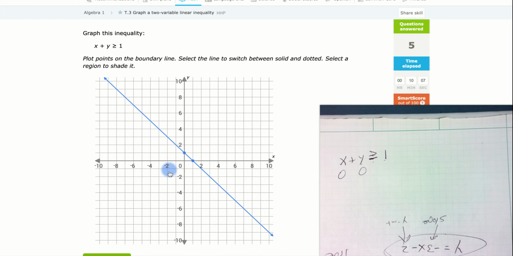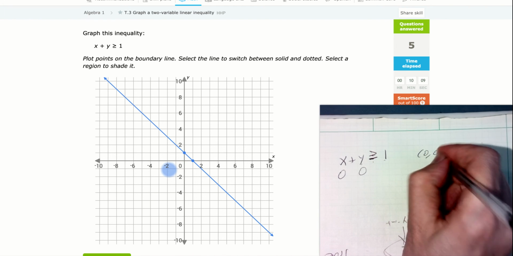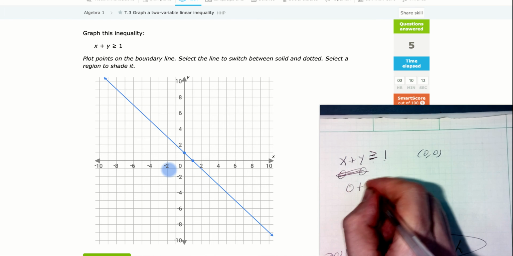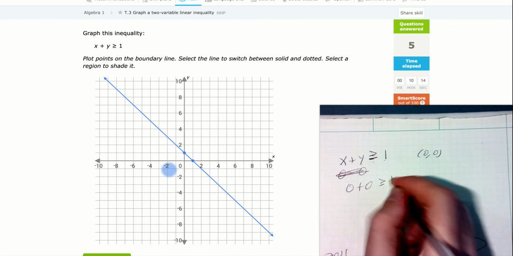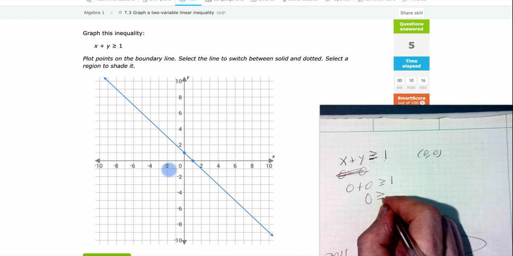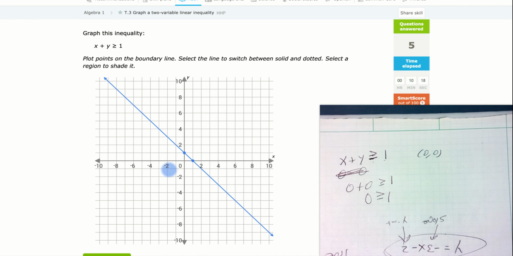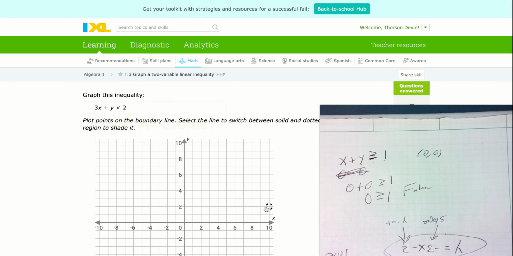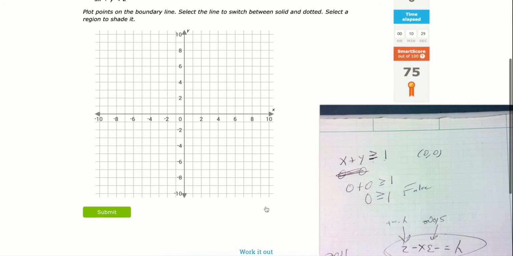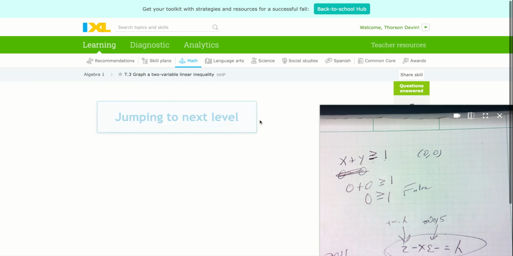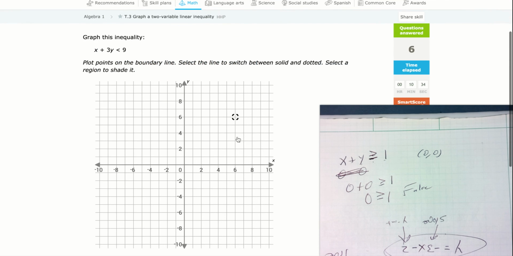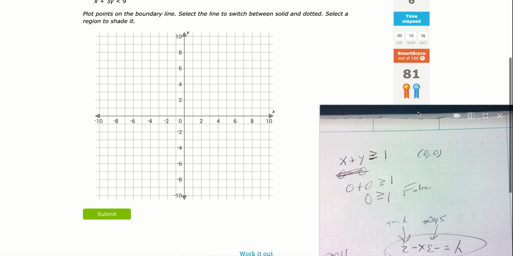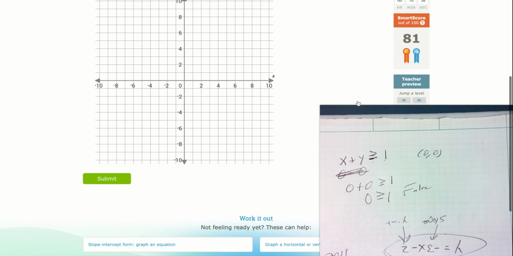I'm going to plug in the point 0, 0 to see if it makes it true. So 0 plus 0, is that greater than or equal to 1? 0 is not greater than or equal to 1. So it's a false statement. So that means that origin point, the 0, 0, does not work. I want to be on the other side of the line. Hopefully this makes sense. I'm going to jump ahead just to make sure that I see anything that might be harder, but they all look fairly much the same as this.